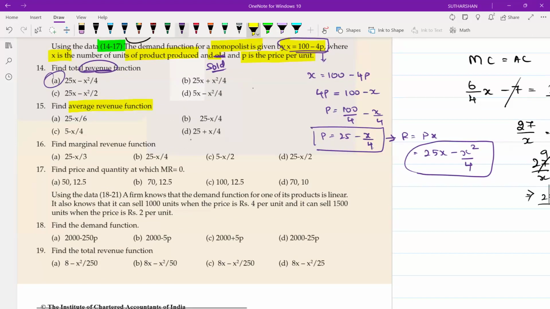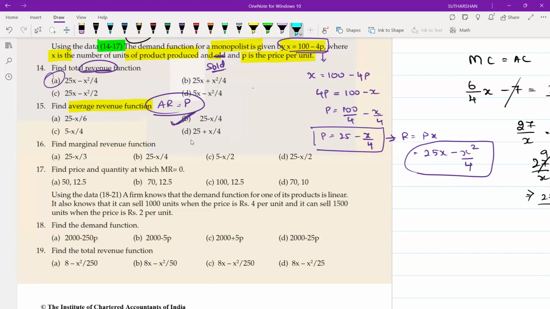Average revenue function. Don't find this again. Average revenue is always equal to price. So what is the price value? 25 - x/4. Directly do it. Don't even find out the average revenue. Because average means we need to divide revenue by x, and if I divide by x again, it will become 25 - x/4. Able to understand? Yes, sir.